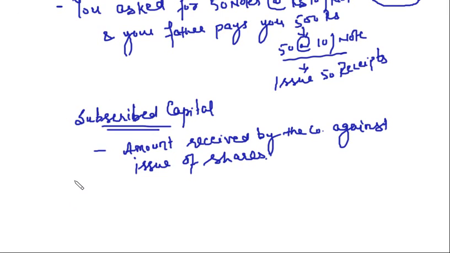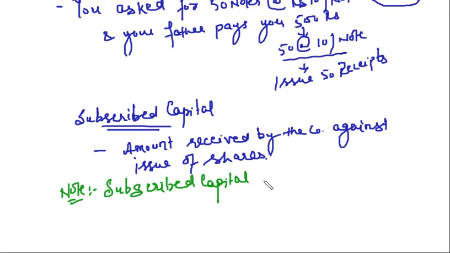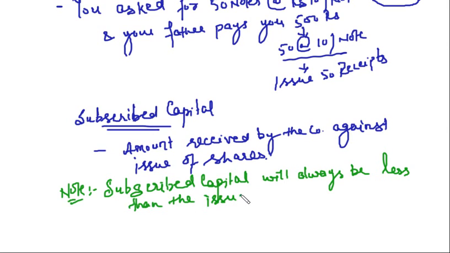So make one note here. Subscribed capital will always be less than the issued capital. There can be an oversubscription. We will discuss that case later on. In most of the cases, subscribed capital will be less than issued capital.